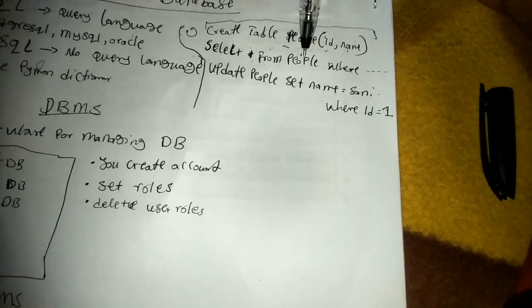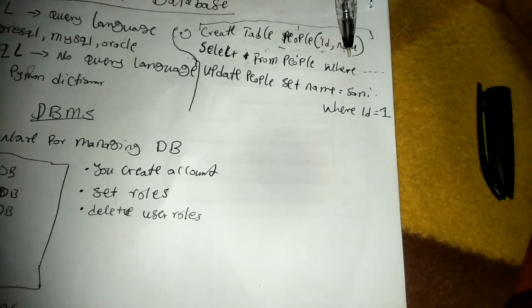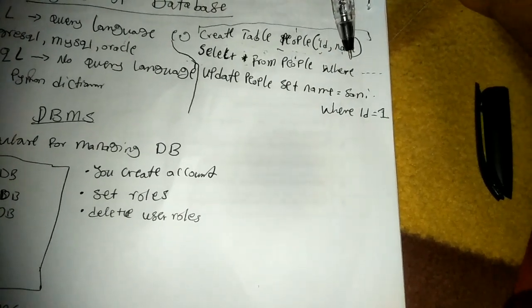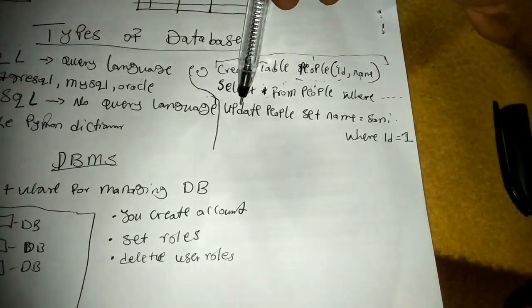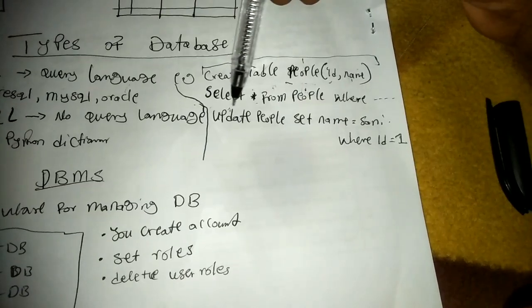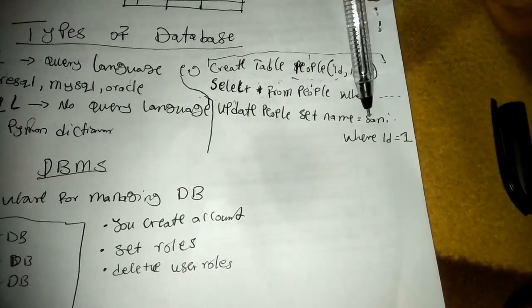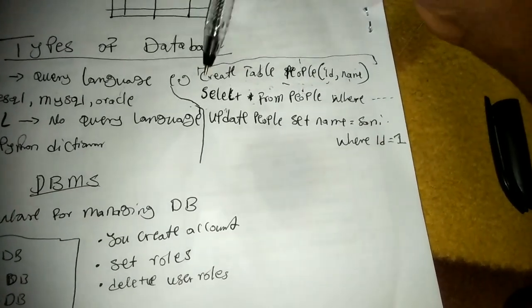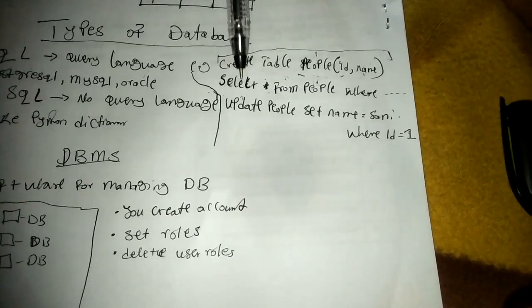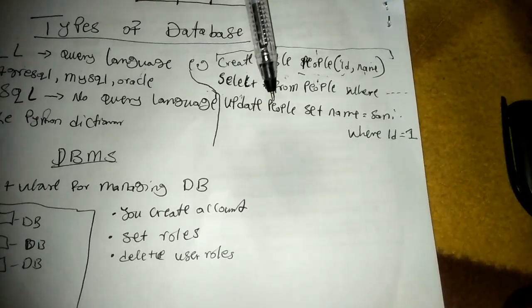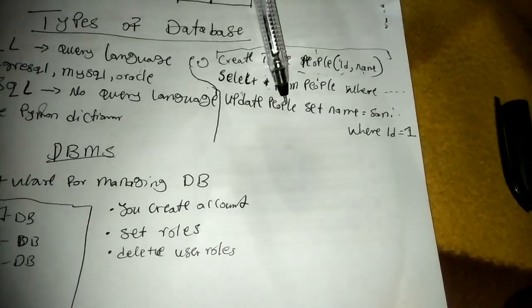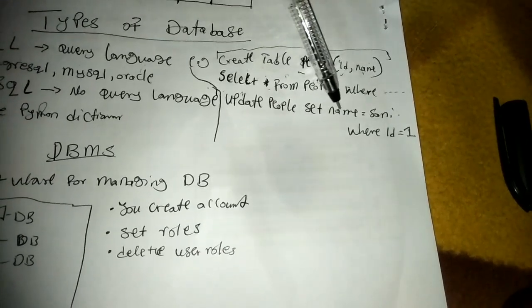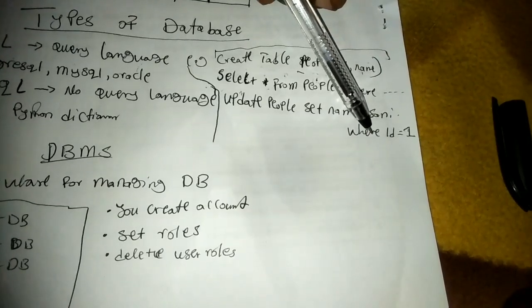If I say select people where age equals 23, then it will gather all the people that have an age of 23. Then we have another example of the query language. For example, this one says update people set name equal to Sani where ID equals 1. This is telling the database, okay, I want you now to update in the people table. I want you to update a name to Sani where the person ID is 1.